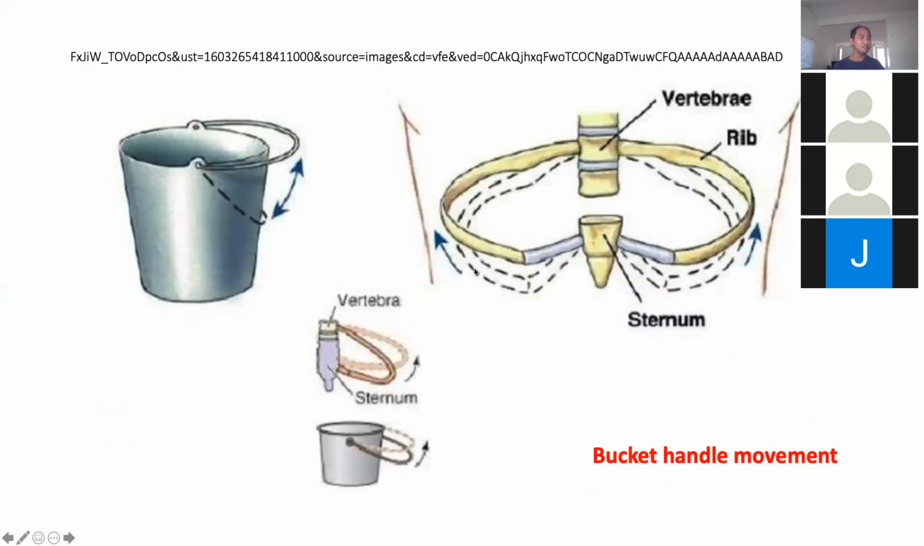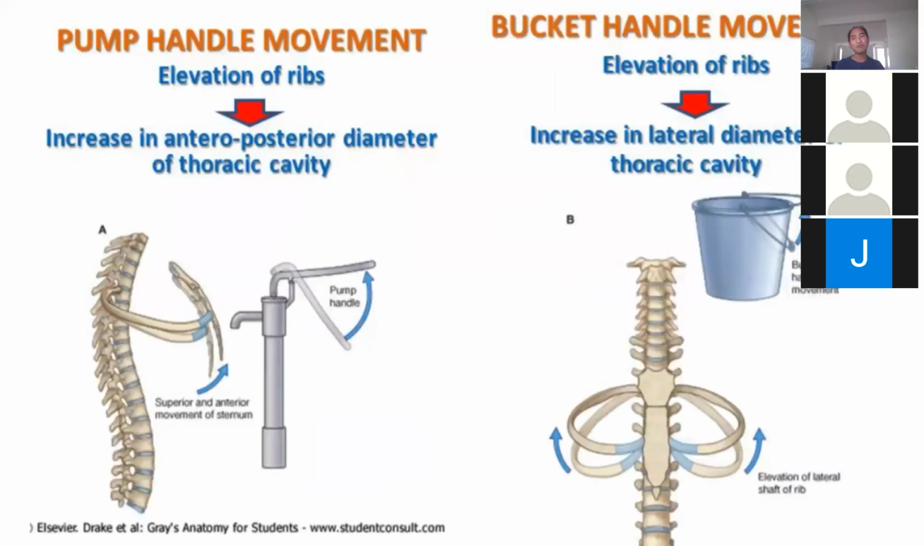We try to appreciate this as a bucket handle movement of the thoracic cage, because the ribs are coming from here, going up here. Upwards and laterally. At the same time, if you look from the side, the ribs are opening outwards. When they do that, they lift up the sternum upwards and forwards. If you look from the side, it looks like a pump handle.